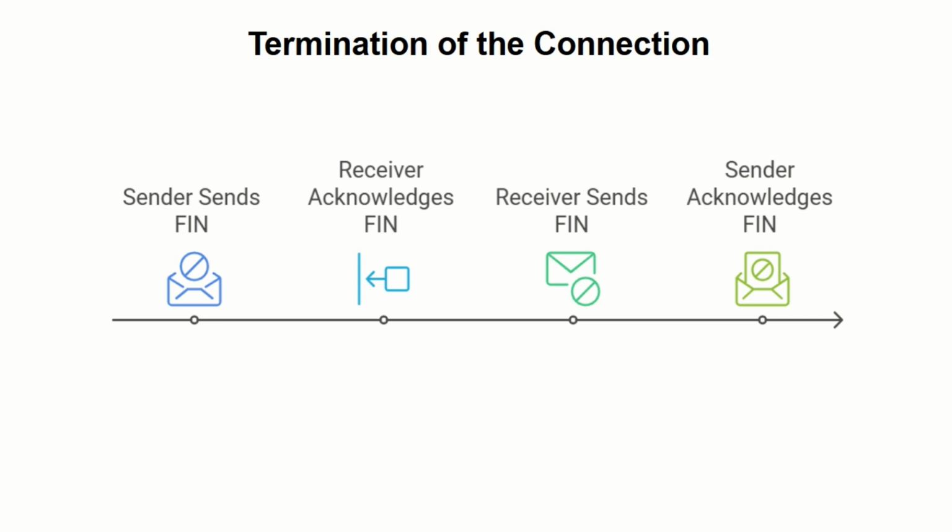The receiver acknowledges the FIN with an ACK message. At this point, the receiver may still send data back. Then the receiver sends a FIN segment to the sender, signaling that it is done sending data as well. Then the sender responds with an ACK message and the connection is fully closed. This ensures that both sides agree that the connection is no longer needed and all resources are released. This is how TCP works.